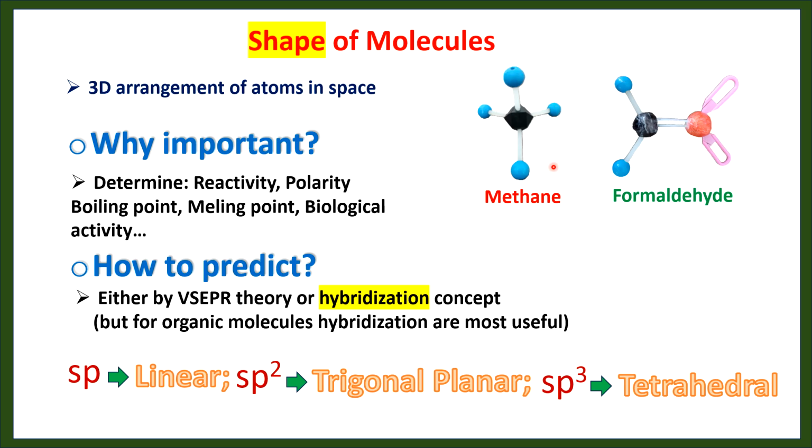Why is this important? Because it can determine reactivity, polarity, boiling point, melting point and other biological activity. If we know the shape of a molecule, we can predict and correlate these. How to predict molecular shape? It can be obtained by VSEPR theory or the hybridization concept, but for organic molecules, hybridization is most useful. If sp, then linear; sp2, trigonal planar; sp3, tetrahedral.